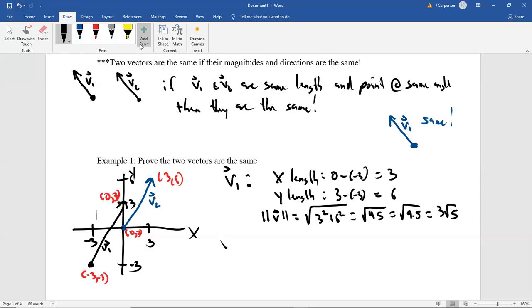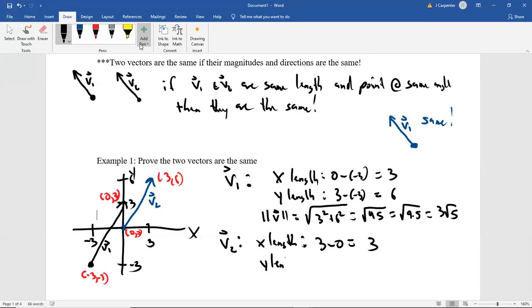For the second vector, the x length, now we're looking at the blue one. It ends with an x value of 3. It starts with an x value of 0. So we go 3 minus 0, which is 3. Ooh, those match. That's a good sign.